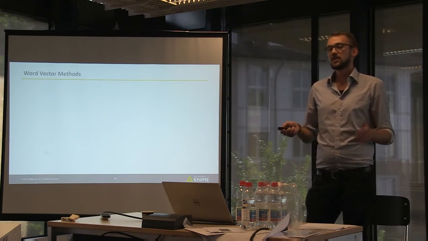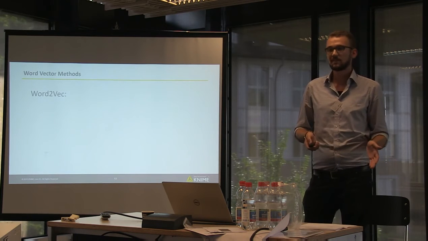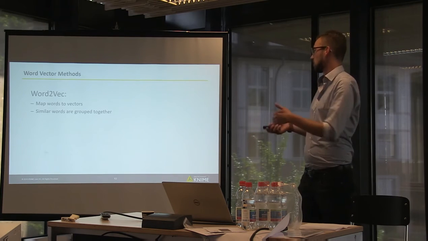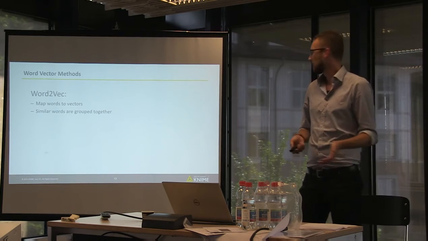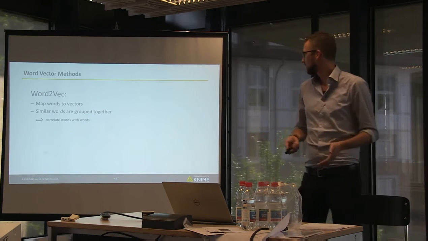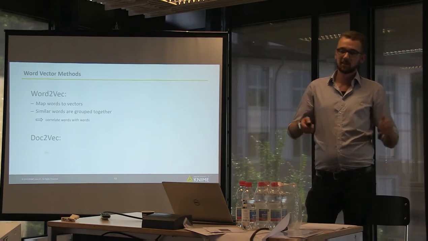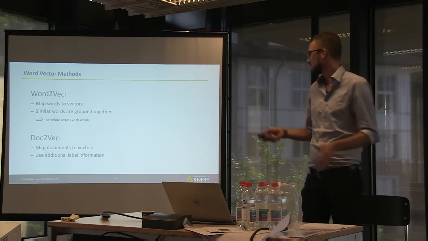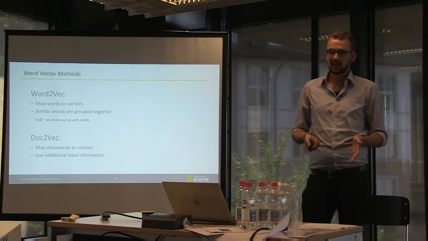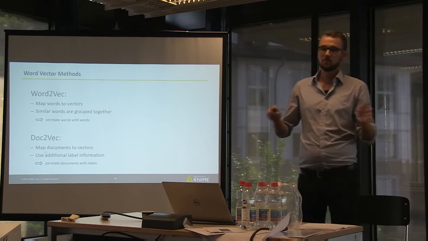Then for these word vector models, we have two methods. The first method which is available is word2vector, which maps words to vectors. So similar words are grouped together and they are correlated with one another. And the second method is document2vector, so we can create a representation for a whole document. For this we need additional label information, so we need labeled documents, and this would correlate documents with labels.